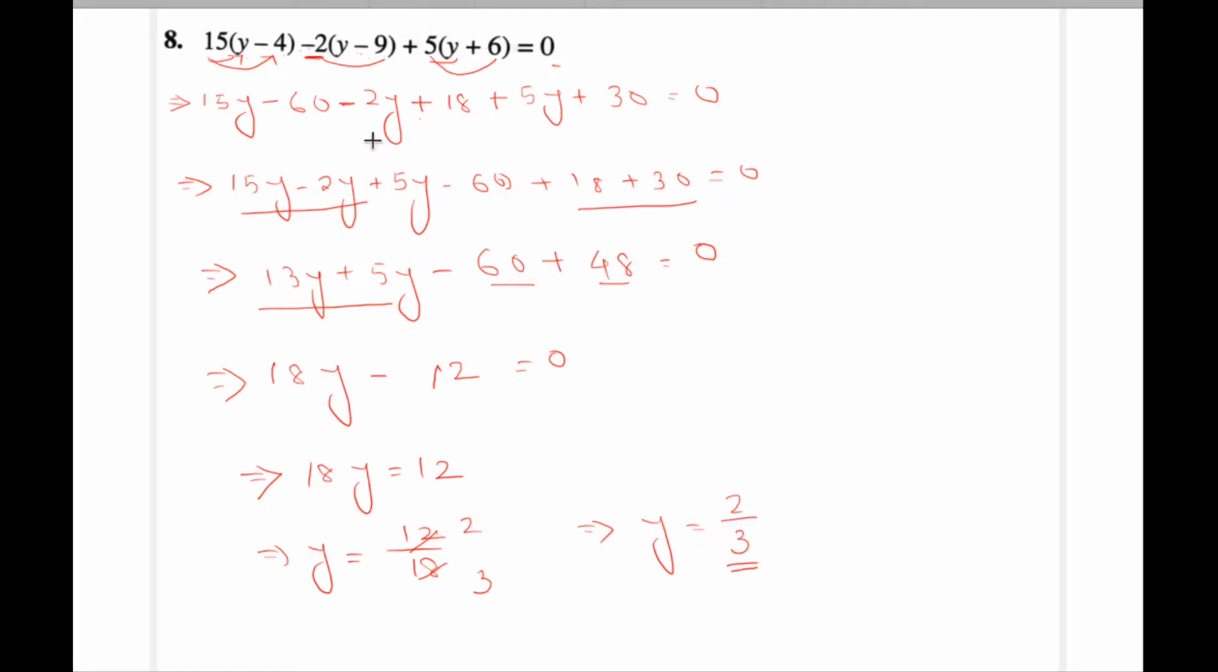Okay. This sum is really very simple. Just you have to be little careful in this steps. In this step, when you are doing multiplication with a negative number, minus 2. Okay. Otherwise, it is very simple question.